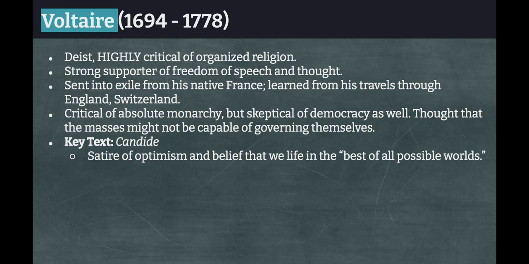And the book that's associated with him is a book called Candide, which is a satire. So it's sort of a critique, a humorous critique of society around him. And he was a little bit more pessimistic than other Enlightenment philosophers. So he's kind of critiquing other Enlightenment philosophers' faith that they could change the world through reason and science and understanding.